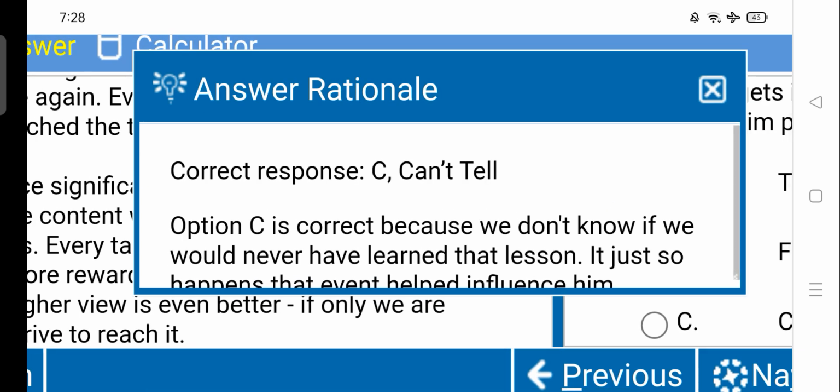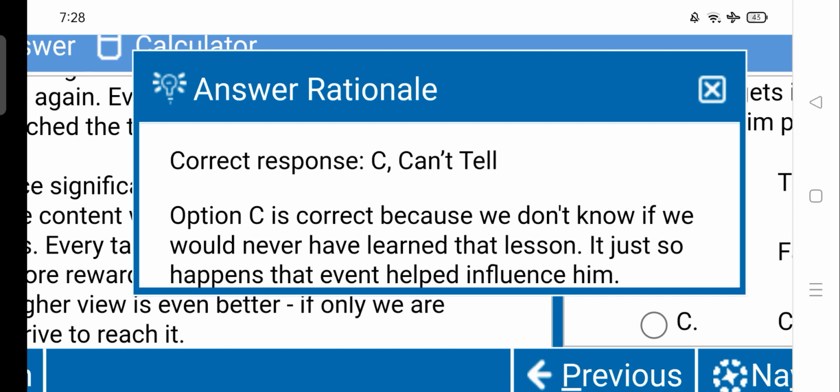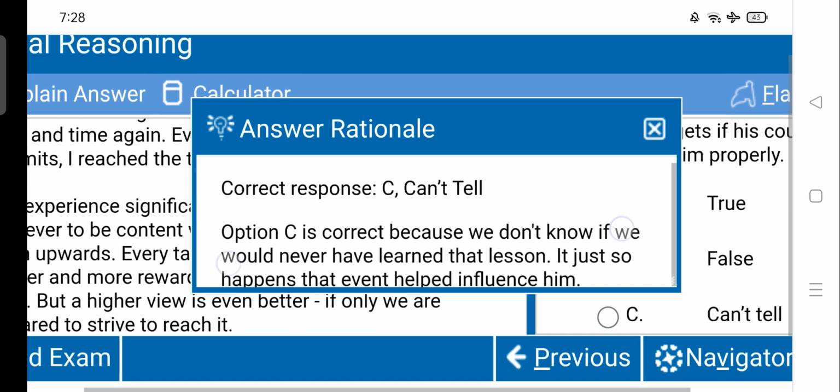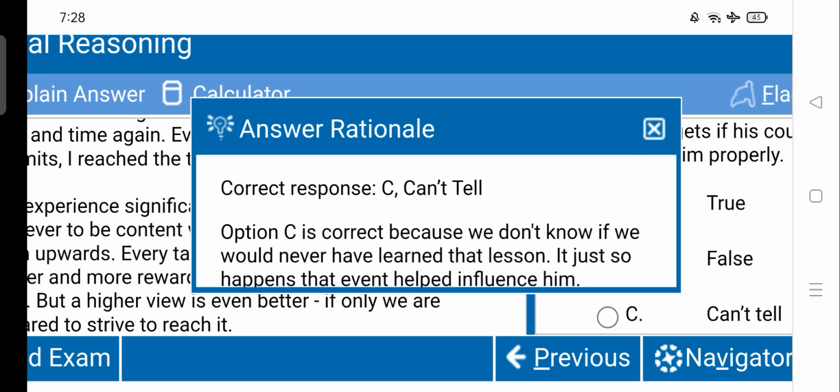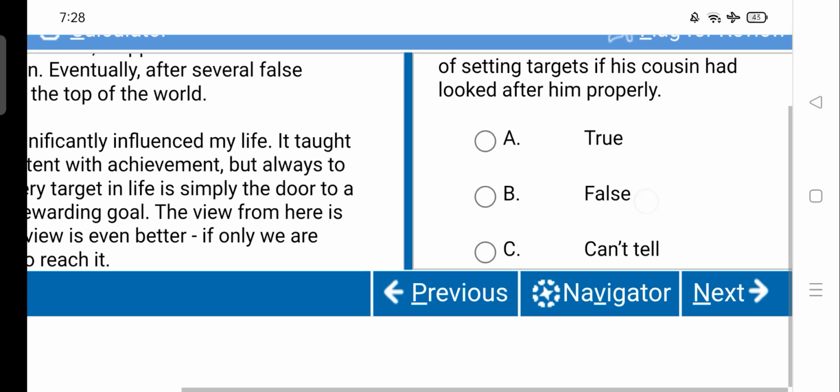Here the correct response is C, can't tell. Option C is correct because we don't know if he would never have learned that lesson. It just so happens that the event helped influence him. So because of this reason, option C is the correct option, which is can't tell.